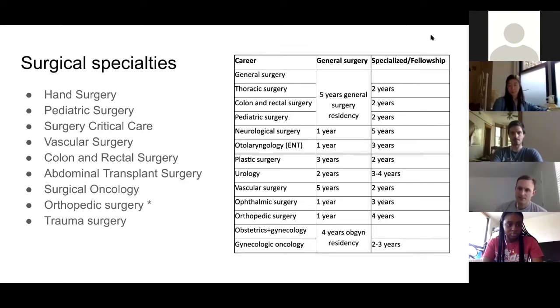Some of these are applied to directly. So all the ones that don't require a general surgery residency, you would apply to directly out of medical school generally. And some of them have combined programs, which are shorter. For instance, vascular surgery can have a combined program that takes a total of 5 years instead of 7.